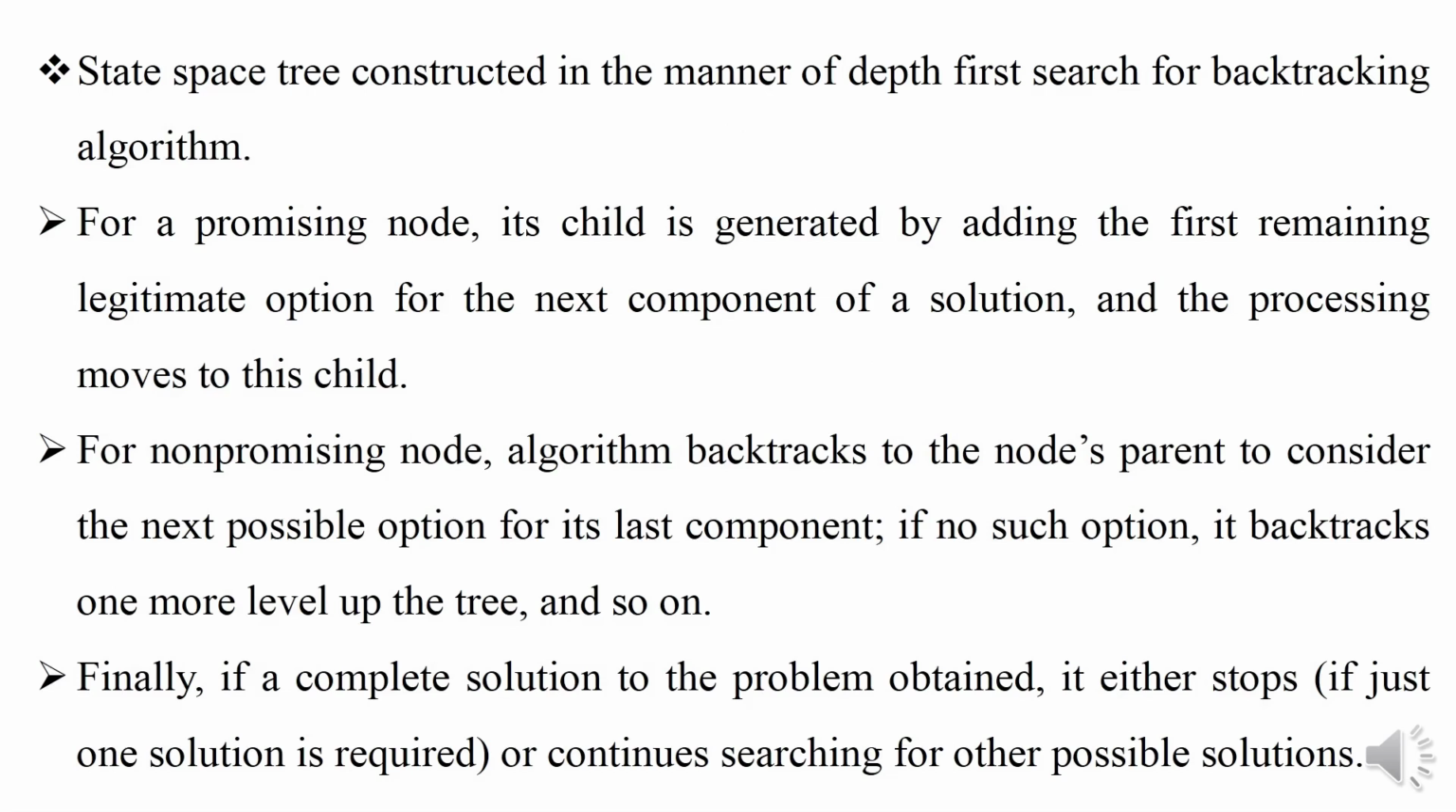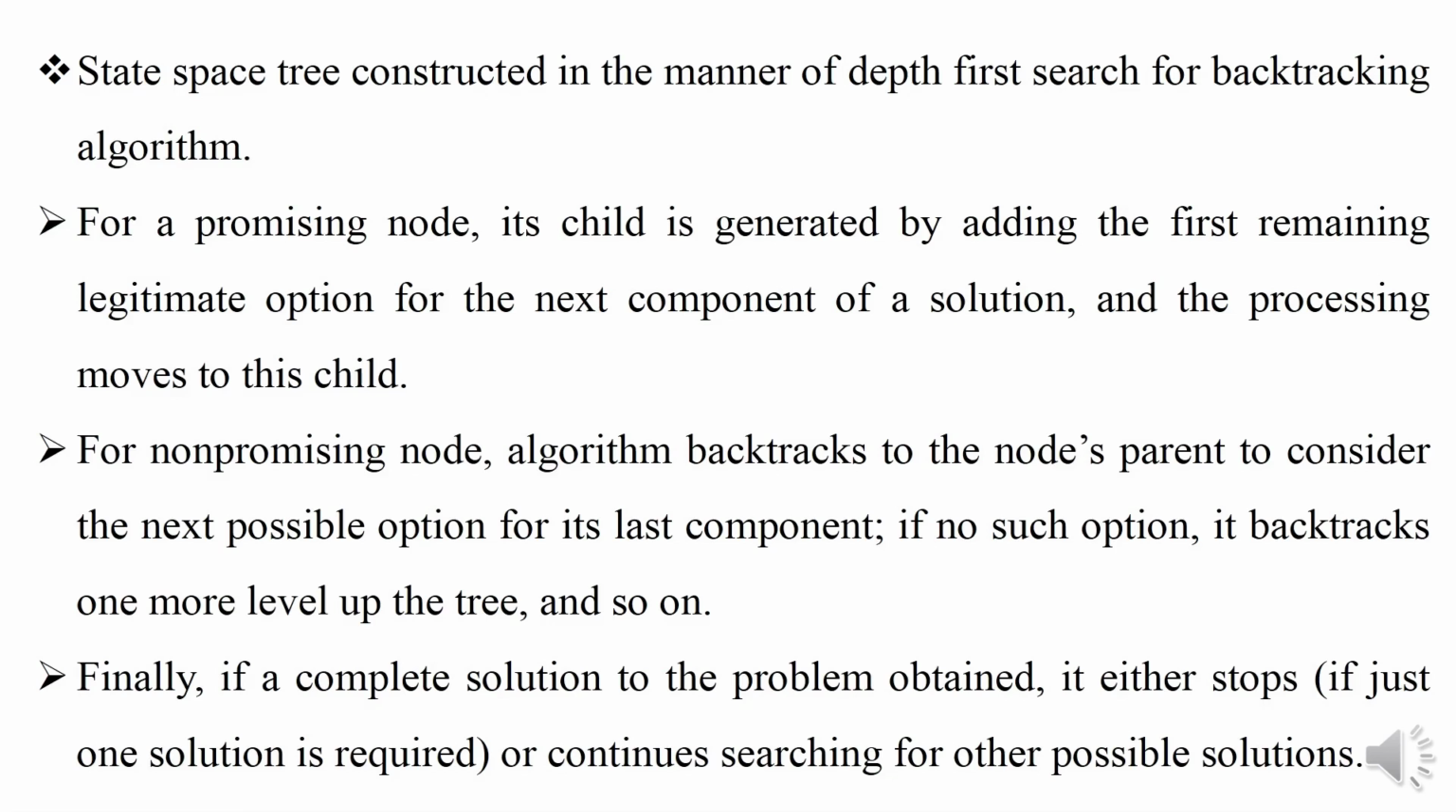In the case of the backtracking algorithm, the state space tree is constructed in the depth first search manner. That is, for the case of a promising node, you generate the child by adding the first remaining legitimate option in order to get the next component of the solution. And then you continue expanding with this particular child at the next level.